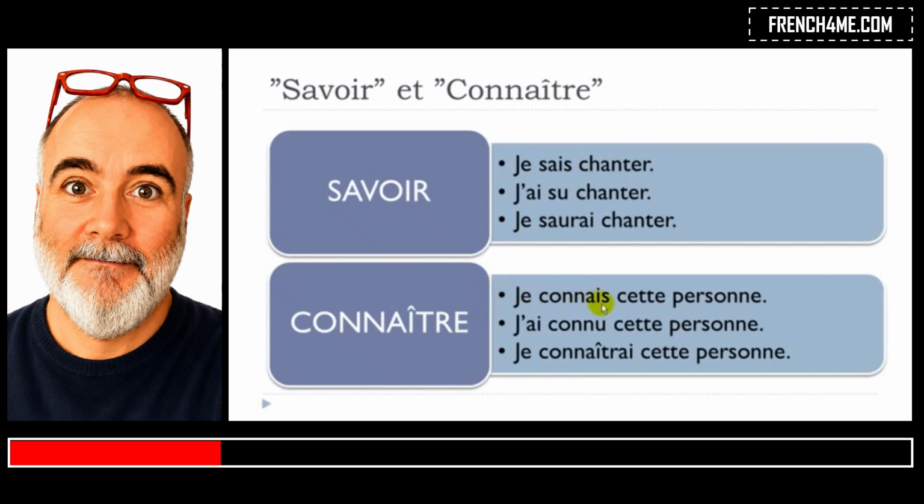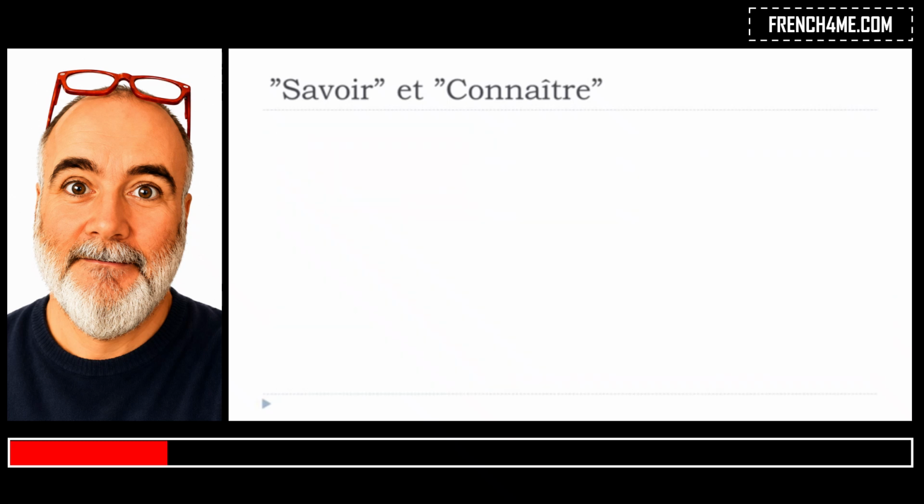Je connais cette personne. So connaître, to know. And then cette personne, "personne" is feminine, so you should put it at the feminine, cette personne. Je connais cette personne. Passé composé, j'ai connu cette personne, and then the future form, je connaîtrai cette personne. So it's not that difficult.